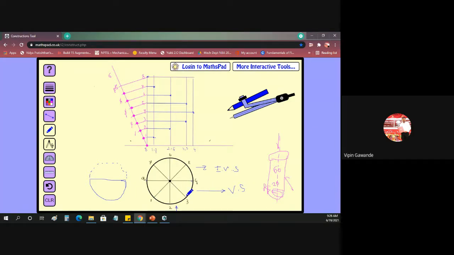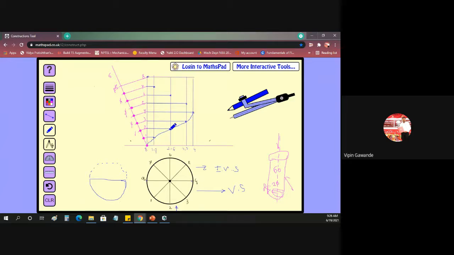Now, in the visible section, which are the points? 1, 2, 3, 4. These points are visible. So the visible points are joined by means of the dark lines. Here also you have to use the French curve.